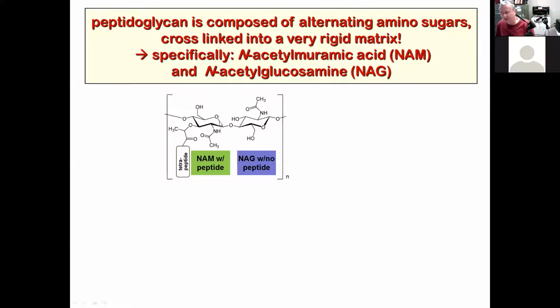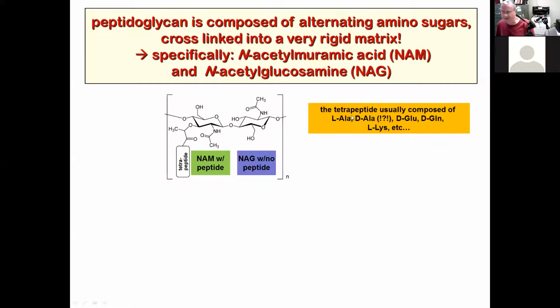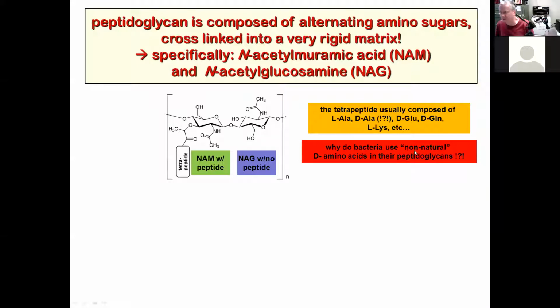Okay, and the tetrapeptide is usually L-alanine, D-alanine, right? That's kind of weird. D-glutamic acid, D-glutamine, L-lysine, a couple other amino acids are used. So that's a little weird that a bacteria would use a non-natural amino acid in its peptidoglycan. Any guesses why that might be? Why do bacteria use non-natural, like D amino acids, when they build these kind of shields around them? Any guesses?